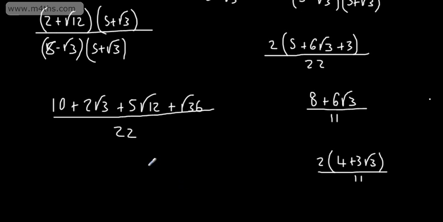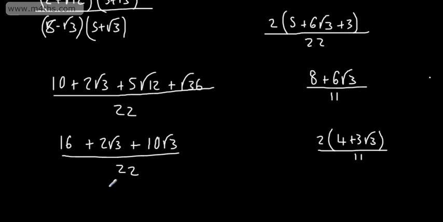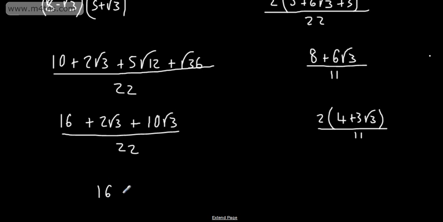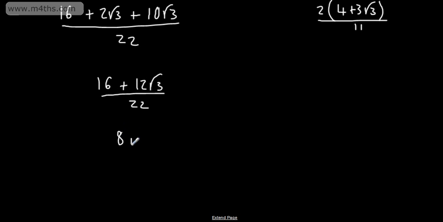At the moment, this looks a complete mess. But if we look here, the root of 36 is 6. 6 plus 10 is 16. Then I've got plus 2 root 3. We've already seen that the root of 12 can be written as 2 root 3. So that becomes plus the 10 root 3, and that again is all over the 22. So we can see that this gives me now the 16 plus 12 root 3 divided by 22. And of course we can halve this. So 8 plus 6 root 3 over 11.